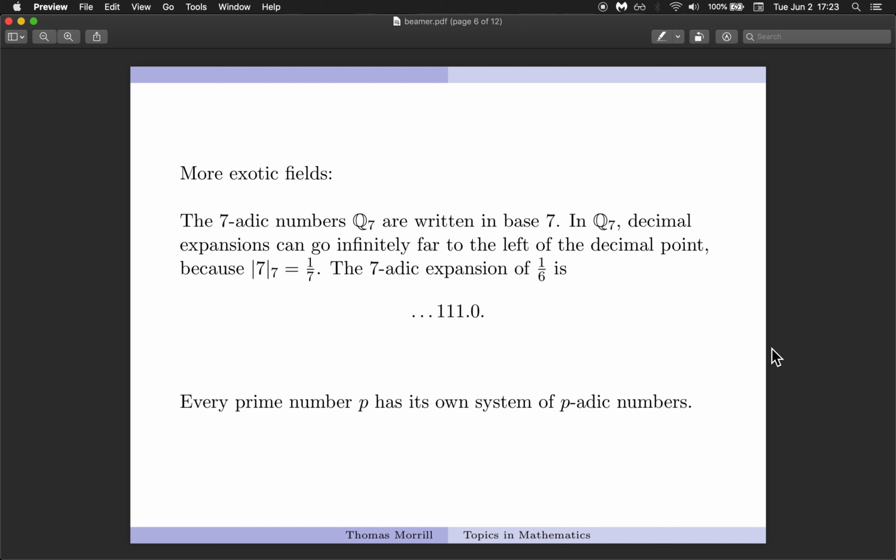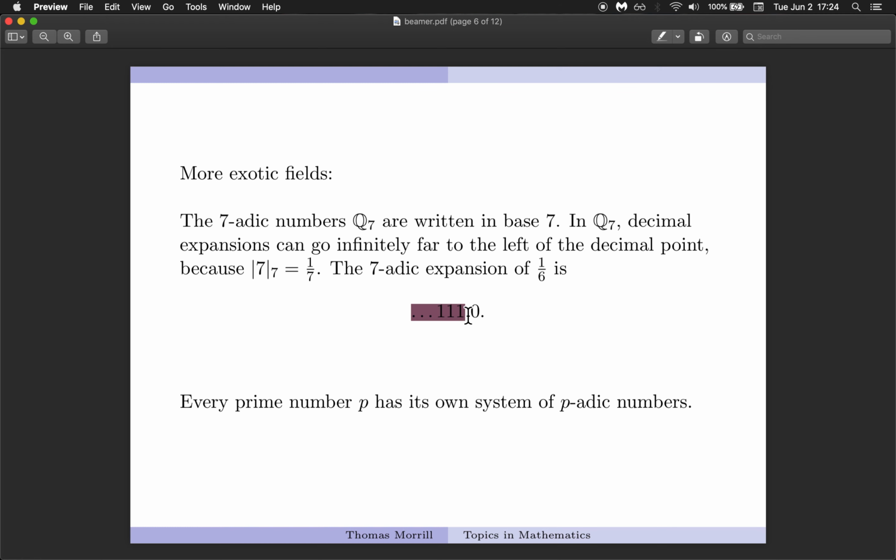The reason why we're allowed to do that is because Q7, seven-adic numbers, has a different form of absolute value. So the absolute value of 7 is actually 1/7. So these decimal places going off to the left are getting smaller and smaller in value. And going to the right, they get larger and larger.